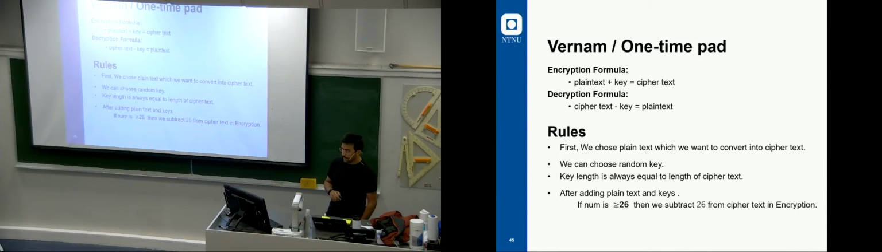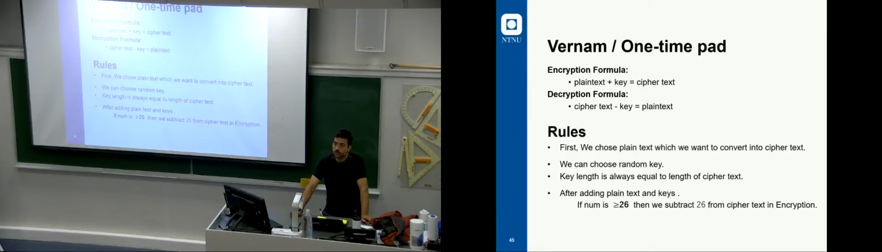Now there are rules for encryption using word name. Plain text plus key equal to ciphertext. Yeah, very easy. Decryption formula simply ciphertext subtracting the key, you will get the plain text back. How it works? We have a plain text which we want to convert. We will come up with a random key, and the length of random key will be the length of our, say, plain text.